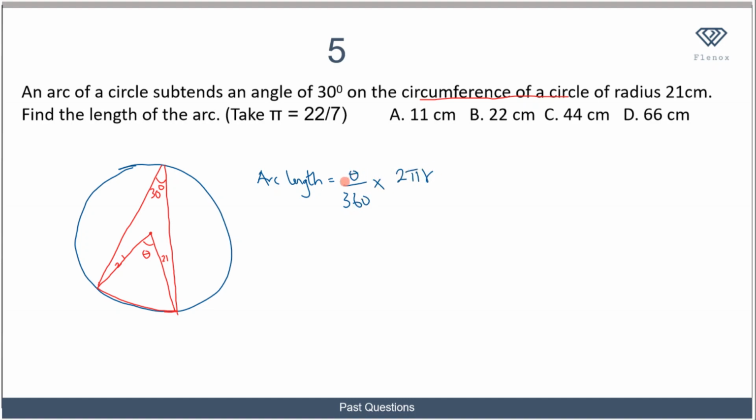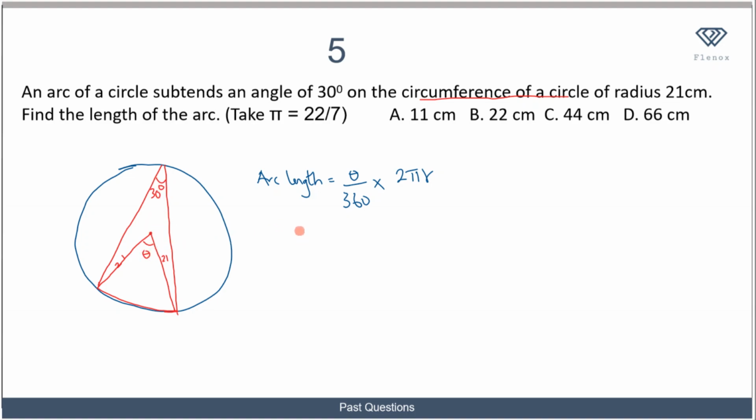Now if you recall, what is the value of theta? Theta is the angle subtended at the center of the circle. But in this question, we are not given the angle subtended at the center. Instead, we are given the angle subtended on the circumference of the circle. So if you recall from our circle theorem, we said that the angle subtended at the center of a circle is twice the angle subtended at the circumference of the circle. And if you don't know that, you should try to look through that. So therefore we can easily figure out the value of theta.